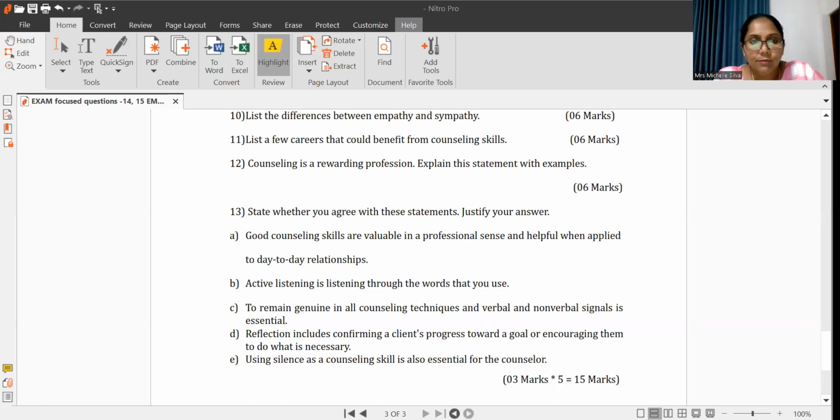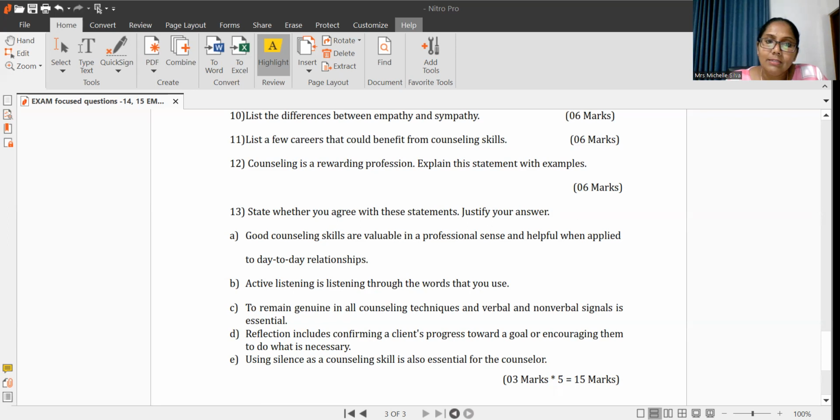If you disagree, justify. Good counselor skills are valuable in a professional sense and helpful when applied to day-to-day relationships. The same thing I have discussed with you: when you have good counseling skills, it's really a benefit. Agree with that statement, because as a person you will benefit from that, because you can sort out your problems. And on the other hand, you can help other people to do their work in their day-to-day activities. It's like social inclusion happens.